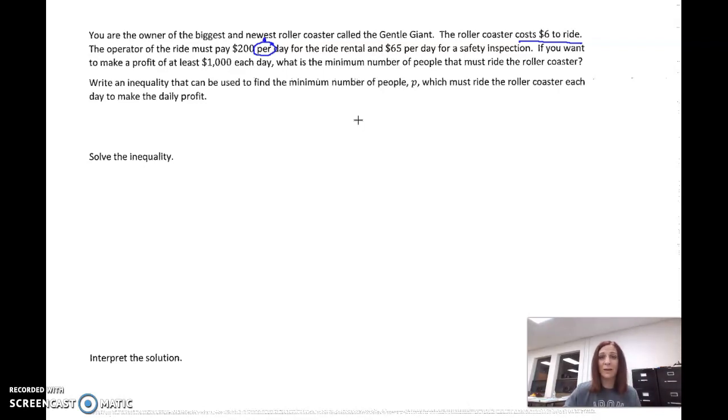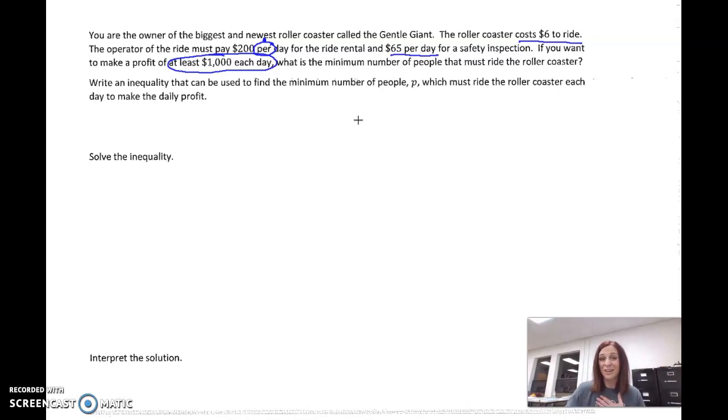So we have to pay $200 per day plus $65 per day for safety inspection. Okay? If you want to make a profit of at least $1,000 each day, what is the minimum number of people that must ride the roller coaster?